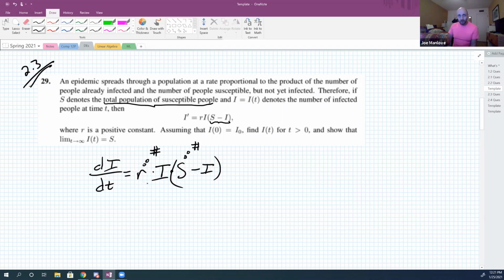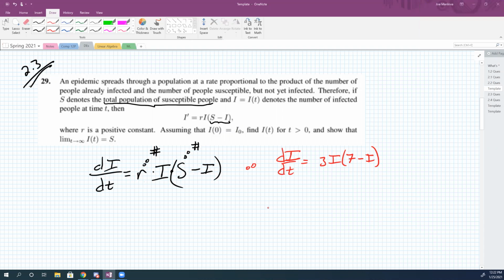All right. At any rate, here, I have numbers in these spots. So I'm looking at this thing and I'm thinking to myself, this looks like di dt is 3i7 minus I. So how would I separate something like this? You could just multiply it out and integrate.